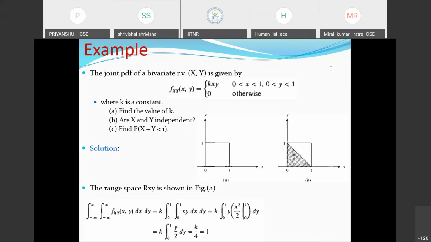Independent here. So what is the function value for fx? Marginal PDF for the x and y. Just let me know.